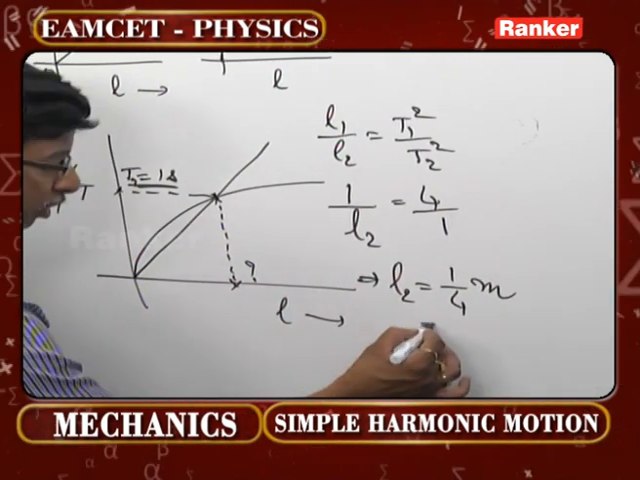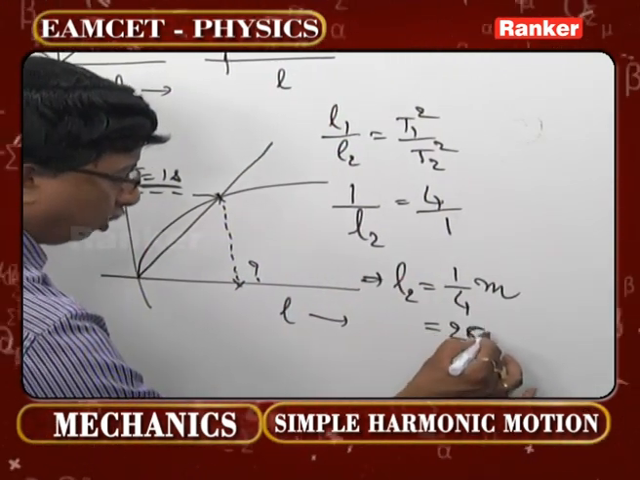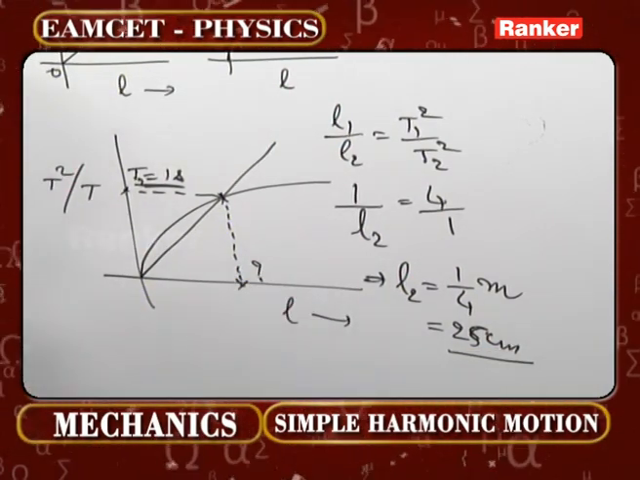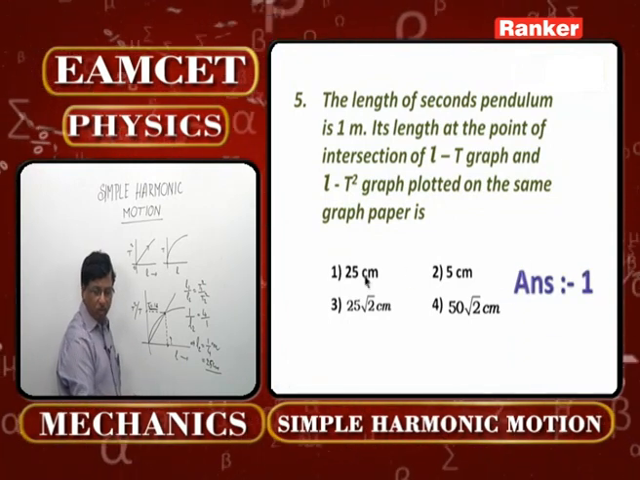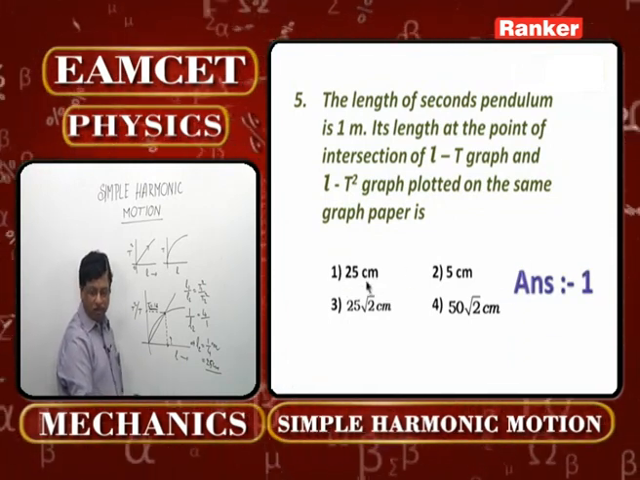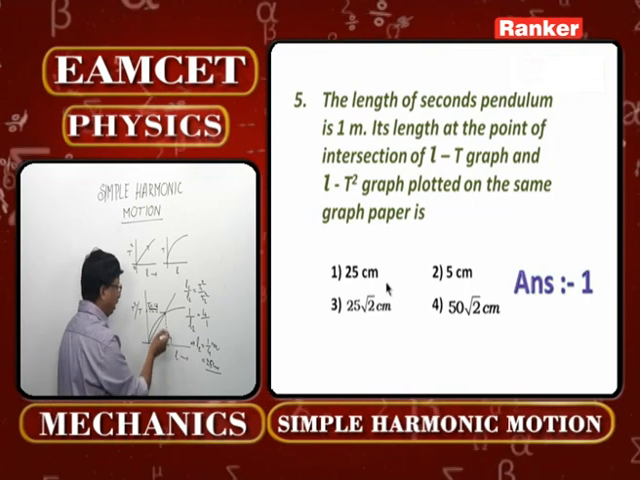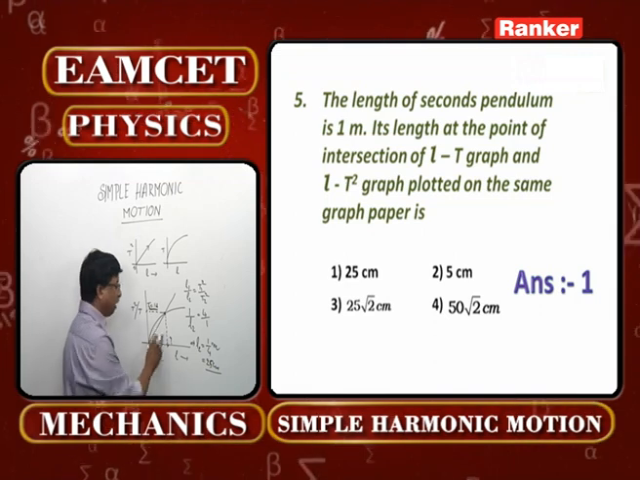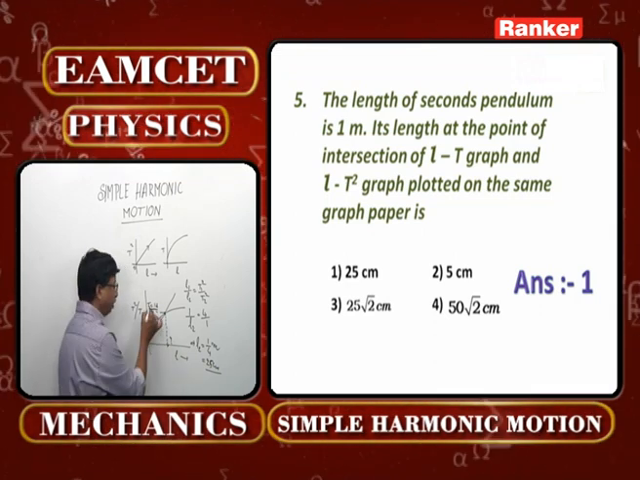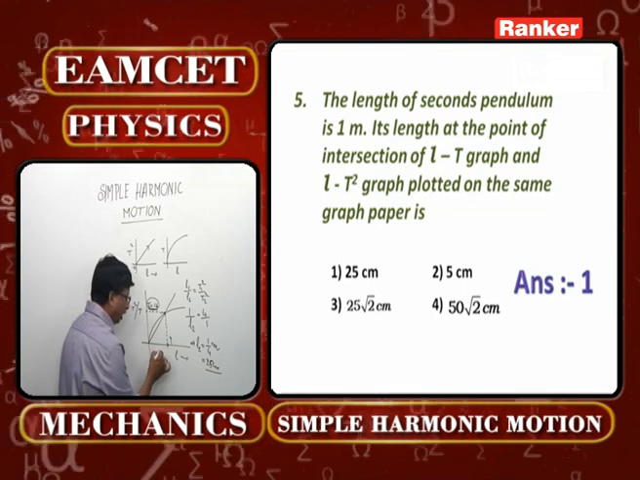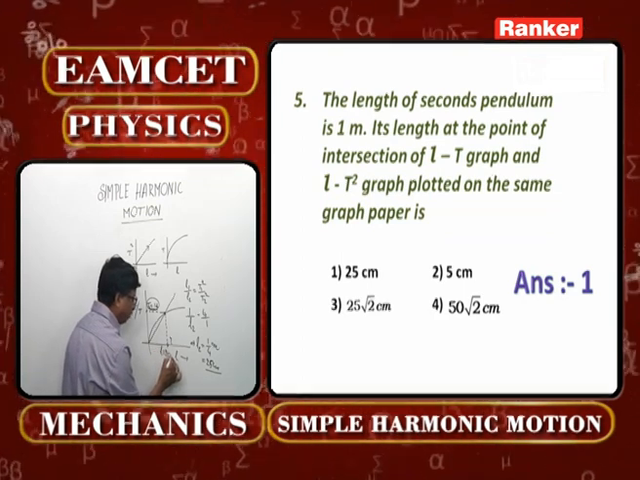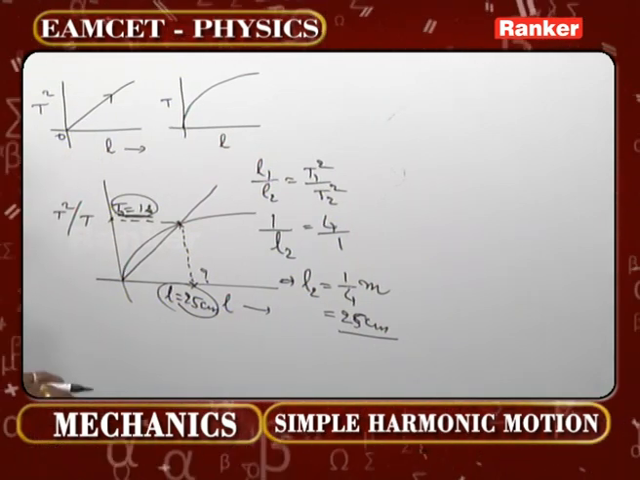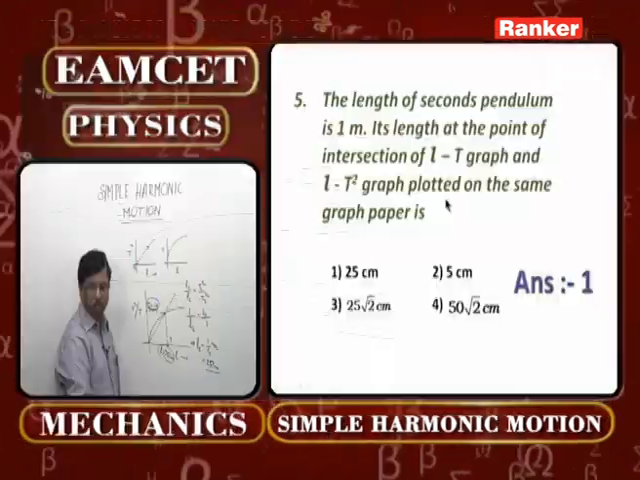What is this value of 1 by 4 meter, please? Is it not 25 centimeter as such? So what is the corresponding option now to be taken up? The very first option you see, 25 centimeter, it is very clearly mentioned there. That means when LT and LT square graphs both are plotted on the same graph paper, corresponding to the point of intersection, the time period value will be 1 second and the length value will be exactly 1/4 meter or 25 centimeter. That is the corresponding answer for question number 5.